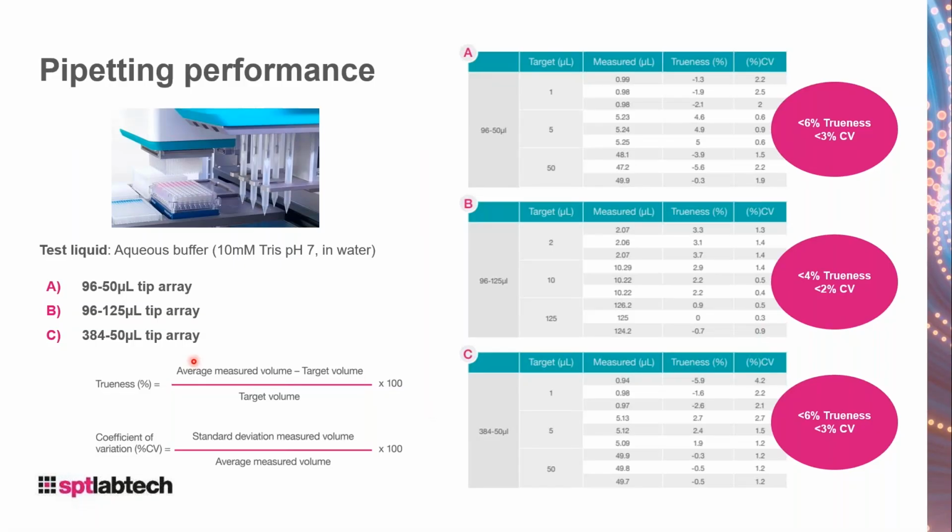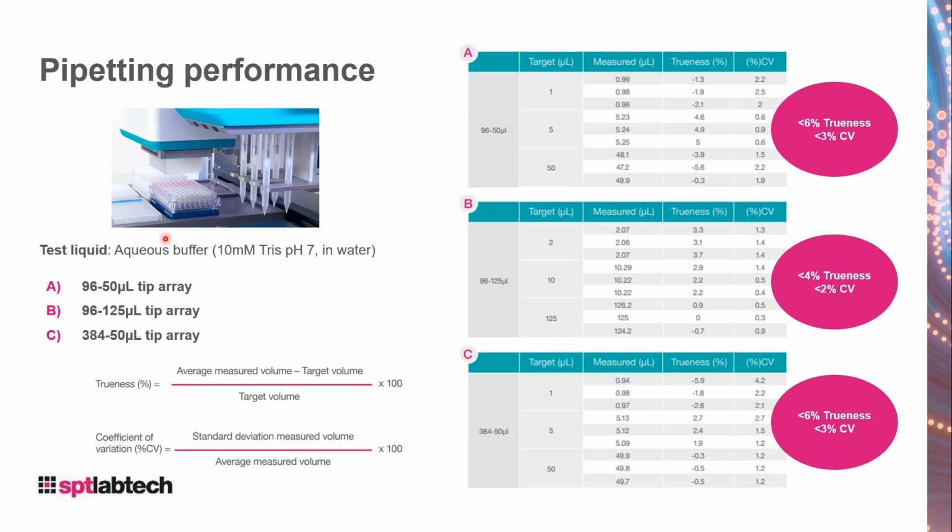So pipetting performance. This data here was collected using our 384 channel air displacement head. So that's the head I'm just circling here on the left of this picture. So this single head can be used with 96 or 384 tip arrays or columns of tips. So this data relates to the dispense performance of the 96 and 384 tip arrays.